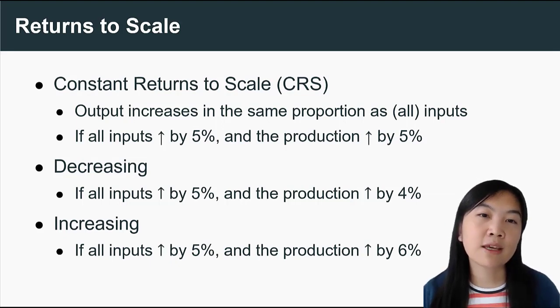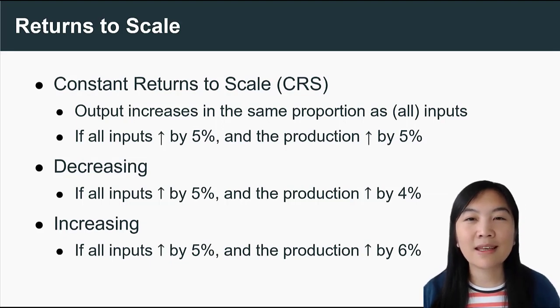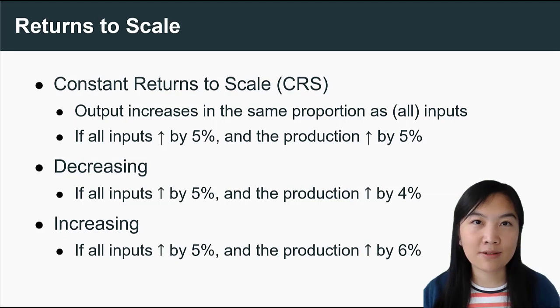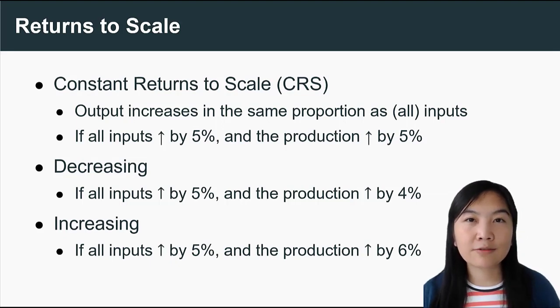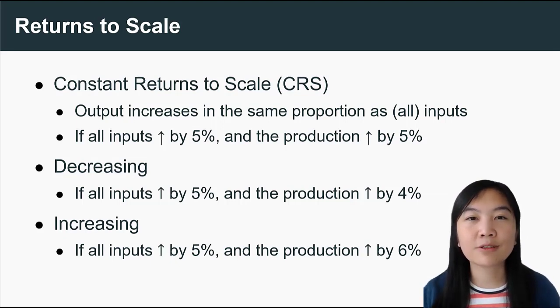Decreasing returns to scale means that if all inputs increase by 5%, then the increase in output is 4%. That's less than the 5% increase in inputs. And increasing returns to scale says that if all inputs are increased by 5%, then your output is going to be increased by 6%.